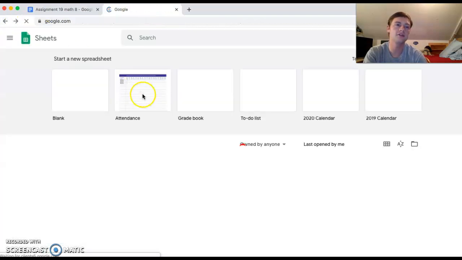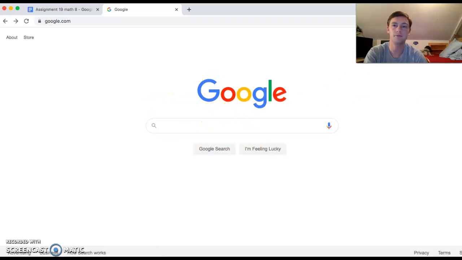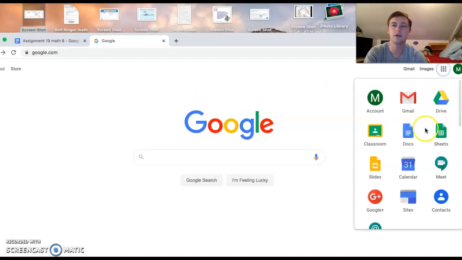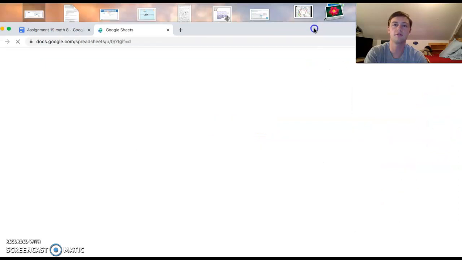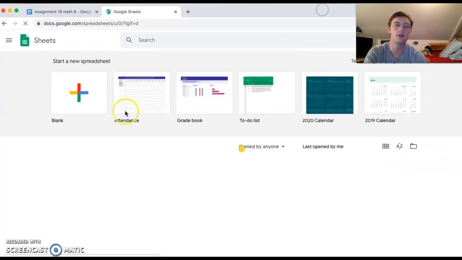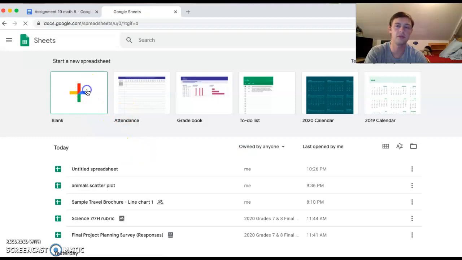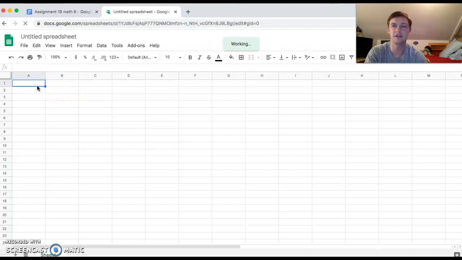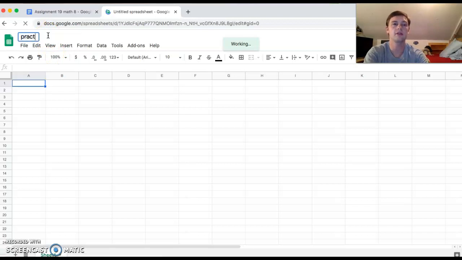Okay, so the first thing you guys are going to do is you're going to go to Google, right? And then you're going to click on this button here, and you're going to go to Google Sheets. Once you're at Google Sheets, you're going to press blank. And then we're at our sheets. It's kind of like Excel if you've ever used that before. This is just kind of our practice scatter plot.